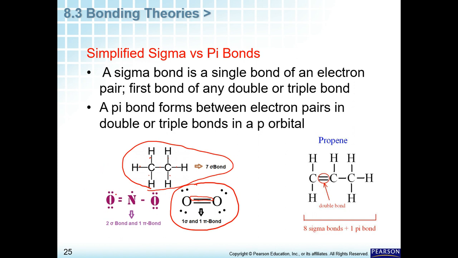If I look over here, this image has 2 sigma and 1 pi. The 2 sigma come from the single bond here, and the first line here, and then my 1 pi bond comes from that second line that I make. And then over here, if I look at propene, I have 8 sigma bonds: 1, 2, 3, 4, 5, 6, 7 single, plus my first line of my double gives me 8. And then I have 1 pi bond, which is that second line of the double.